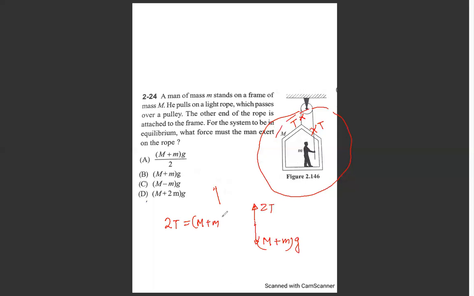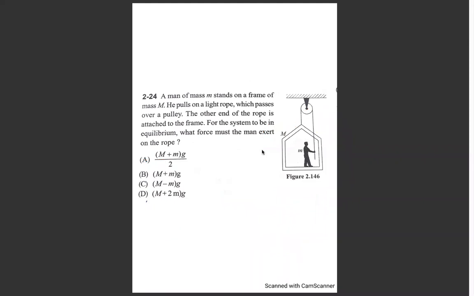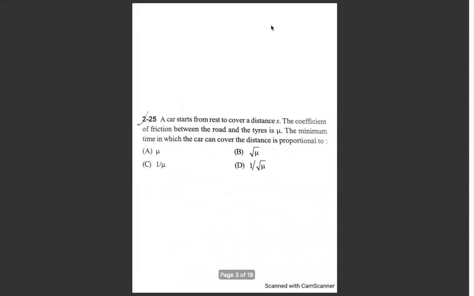M plus m into g. So tension is equal to (M plus m) into g divided by 2. So the final answer is option A. Answer is option A. We'll gradually go to the difficult ones. Okay. Now the next one is here.